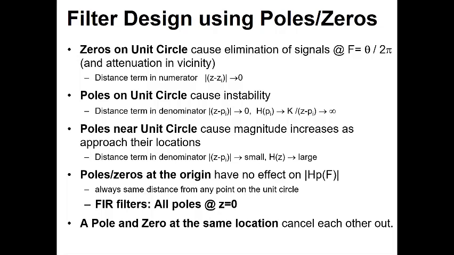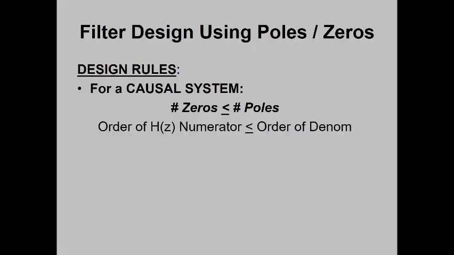So we have these design rules that we can apply that dictate where we want to put poles and zeros to create either FIR or IIR filters, or low pass or high pass. In general, we're going to want stable causal systems as well. So we can look at the design rules around that.